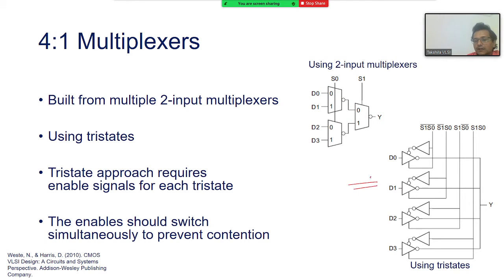Similarly, there is this 4:1 multiplexer. This one uses pass gates or multiplexers, and this one uses tri-state. Again you see S1 S0, S1 S0 bar, S1 bar S0 and S1 bar S0 bar. You can simply say this is 00, this is 01, this is 10 and this is 11. So based on the control level, one of the data lines goes to the output at a time. So this is using the tri-state logic. Okay.